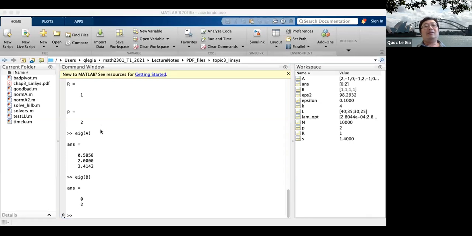So why bother to study Cholesky factorization? Well, because the number of flops to compute the Cholesky factorization is only half the cost of the LU factorization. Remember, LU factorization took 2n cubed over 3, and this takes only about n cubed over 3. Suppose LU factorization takes one day, then this one will take only half a day.